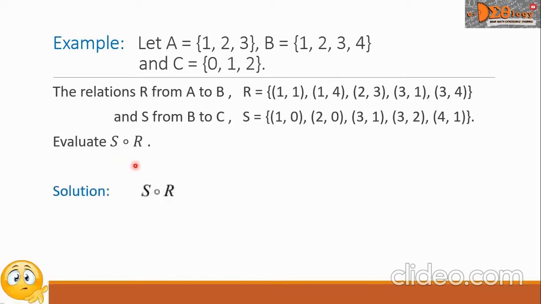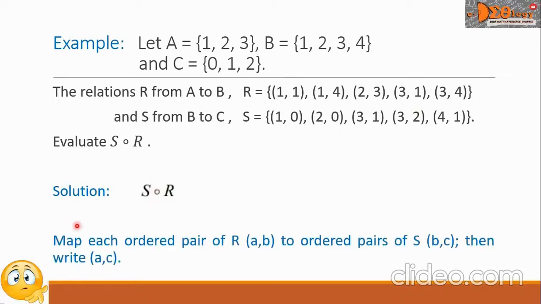For our solution, let us write this R composite S. Let us map each ordered pair of relation R, which is (a, b), to ordered pairs of relation S, which is (b, c). You can notice that the second element of the ordered pair from R, which is b, must be the first element of the ordered pairs of S. If that is so, we're going to write (a, c), the first element of R combined with the second element of S, which is c.